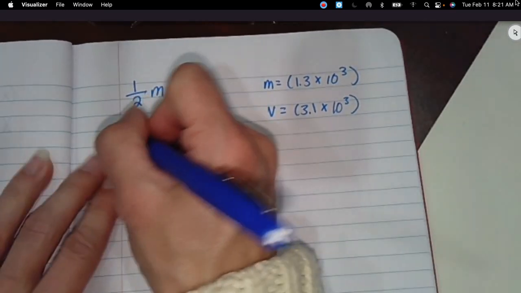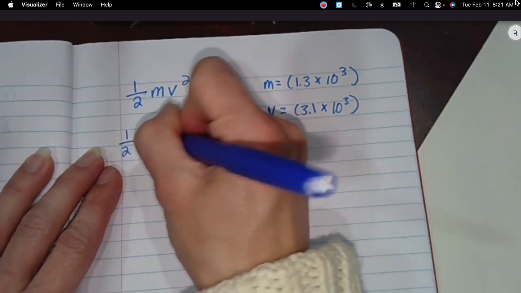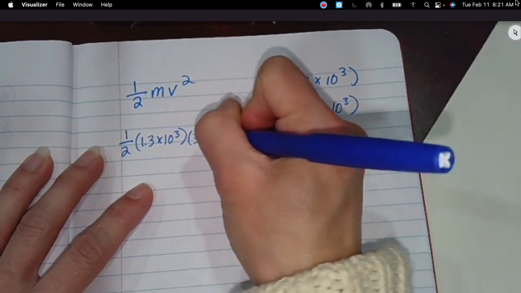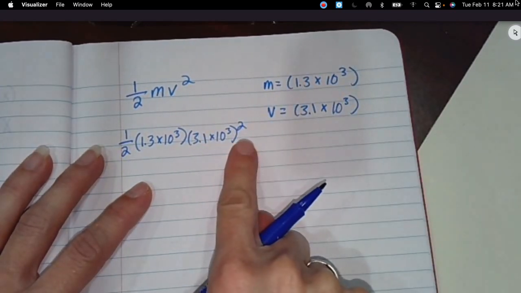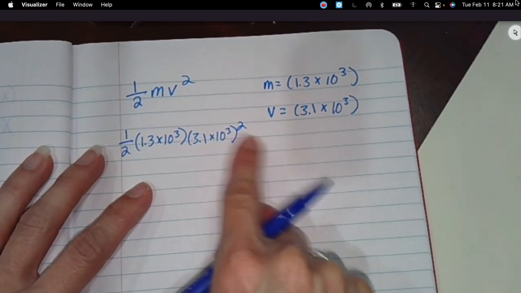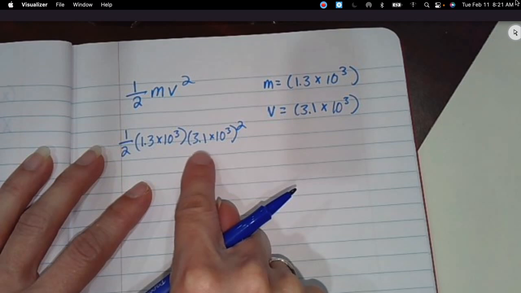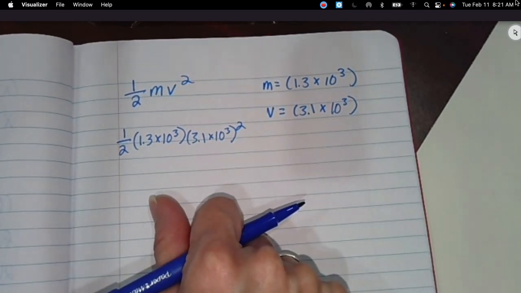So watch. I'll just bring 1/2. And then I'm going to write 1.3 times 10 to the third. And then 3.1 times 10 to the third squared. Does everybody know why I squared that? Look in the formula. Isn't it V squared? So what did I write right here? All of that squared. Well, we just did these problems, okay?